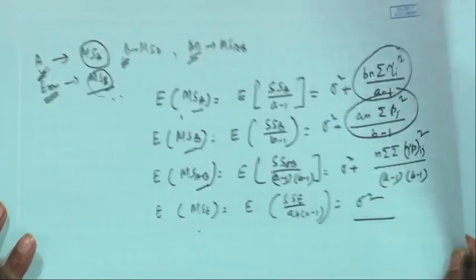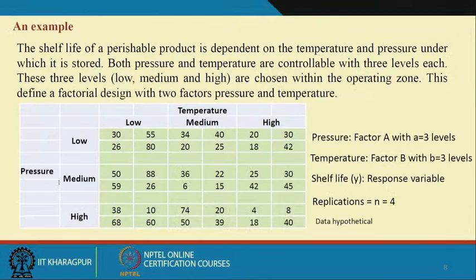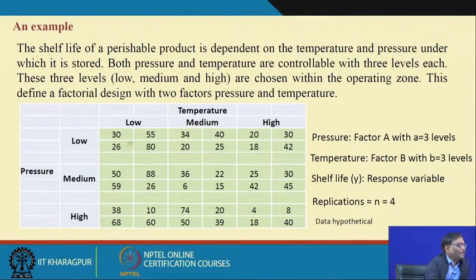So, we will see the example of what we have said in the last class. Here Y is the shelf life of a perishable product. It is stored under different temperature and pressure medium, and then we have seen what the shelf life is, and this data is obtained based on the experiments.